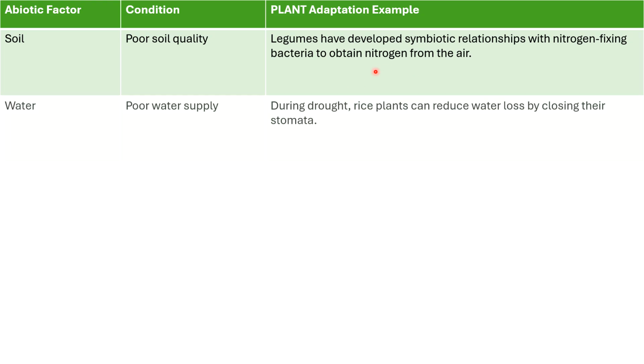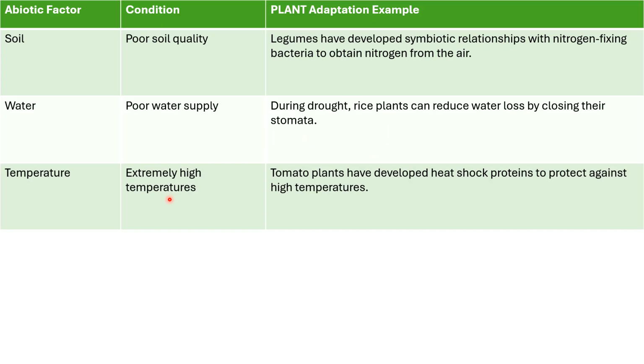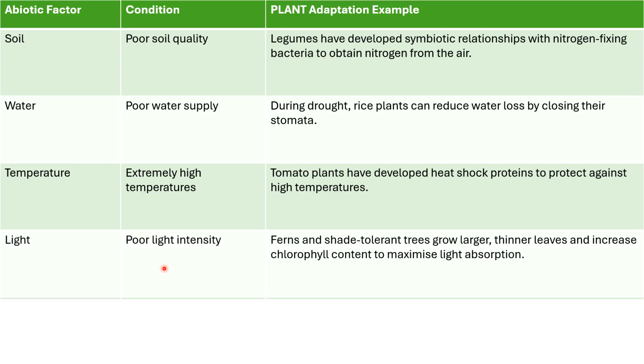So yeah, now with poor water supply, during drought, rice plants can reduce water loss by closing their stomata. Okay, so we know that leaves have stomata. Well, these will be closed in rice plants during droughts. Next up, extremely high temperatures. Tomato plants have developed heat shock proteins to protect against these temperatures. Simple.